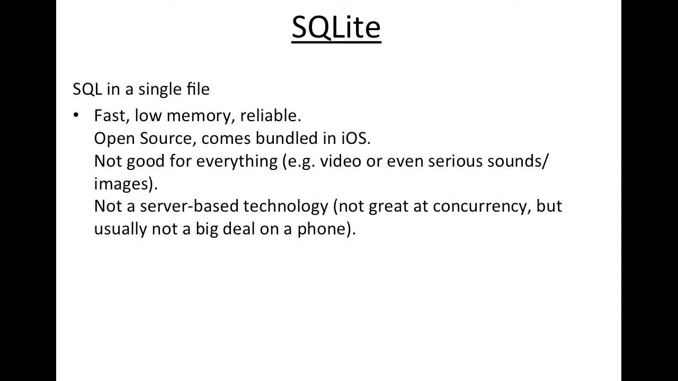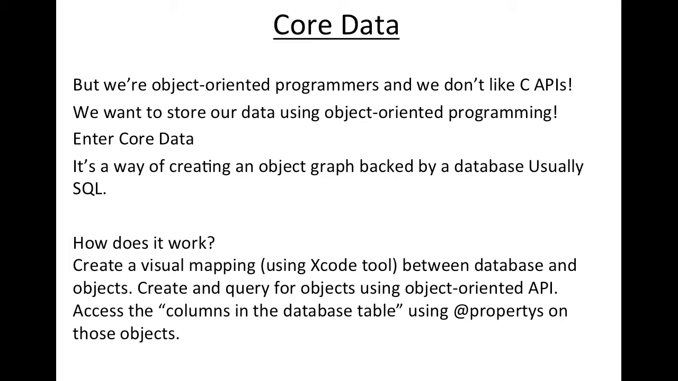First, let's start with SQLite. So what exactly is SQLite? SQLite is a single file. This is basically SQL made for cell phones, a lighter version of SQL. So it's much lighter and pretty fast, and it comes bundled in iOS. But the problem is this is a C API, and we love to use object oriented programming. So we use Core Data.